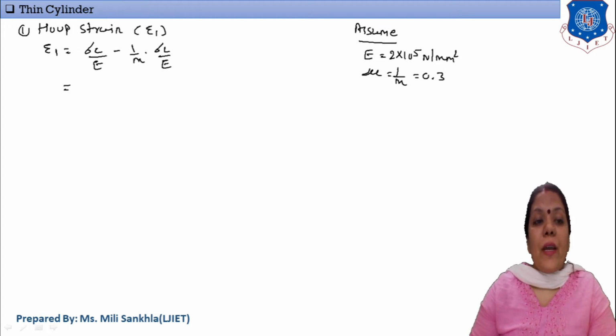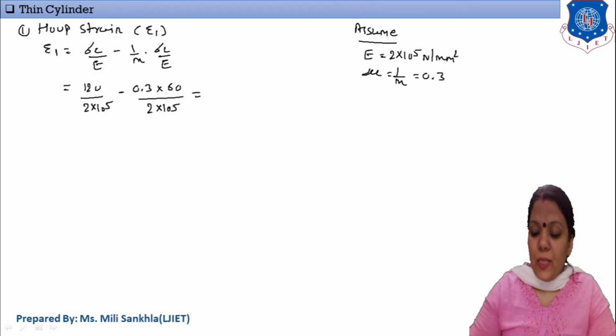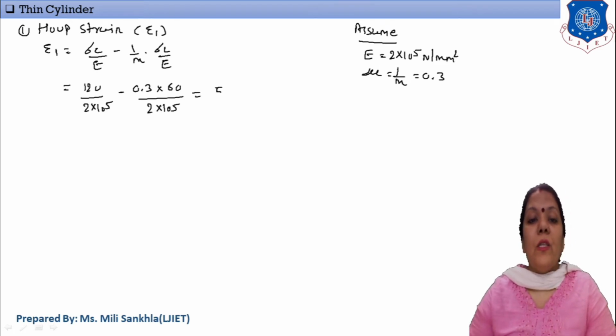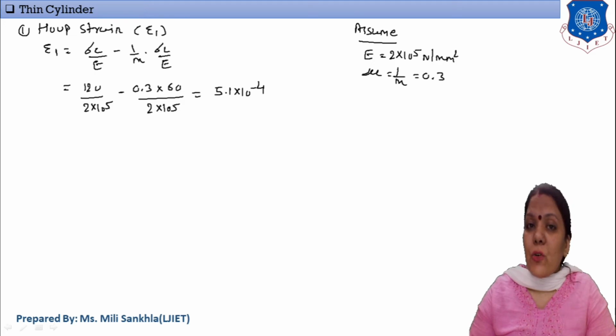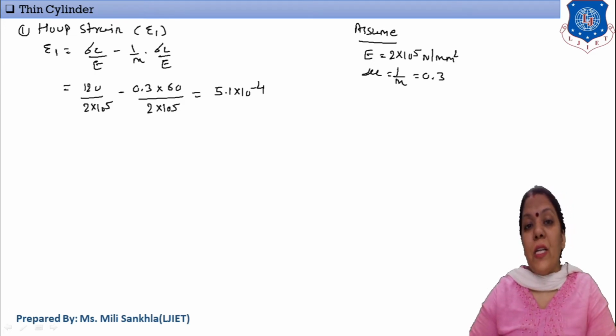Sigma C we found 120, by 2 into 10 raised to 5, minus 0.3 into sigma L, which is 60, by 2 into 10 raised to 5, and my answer of this epsilon 1 is equal to 5.1 into 10 raised to minus 4. Again, strain is a unitless quantity, so here we can't write a unit.